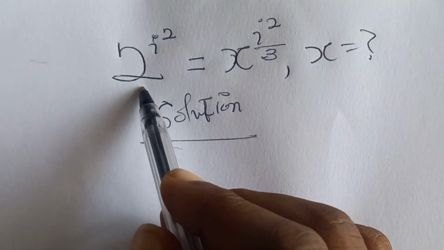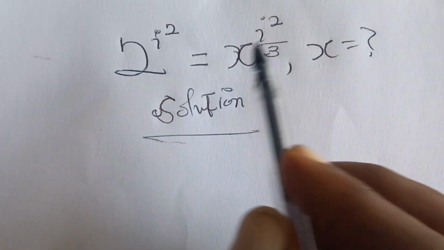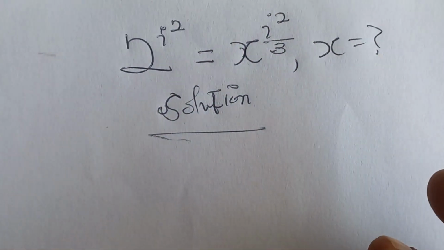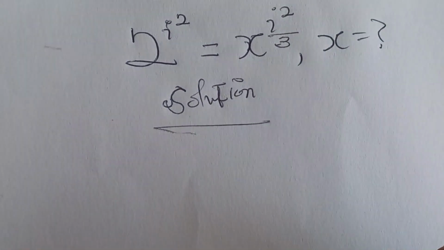So we are having 2 exponent i squared, which is equal to x exponent i squared over 3. Okay. But before we start, let's do something first.